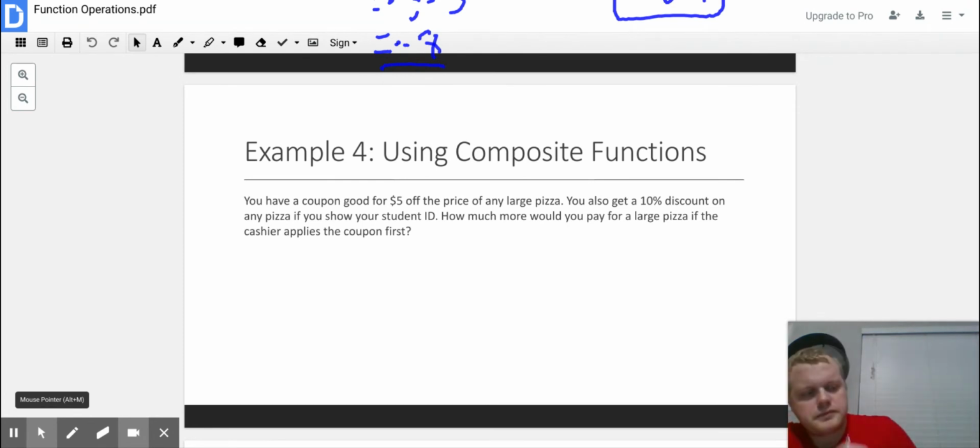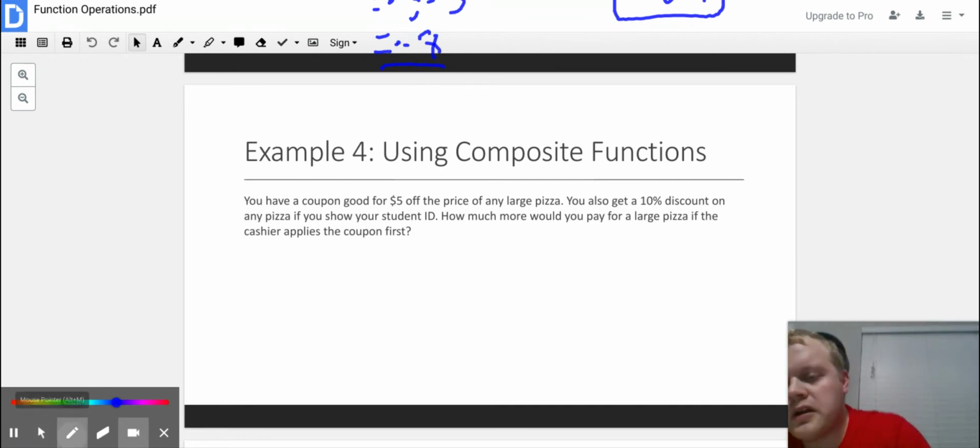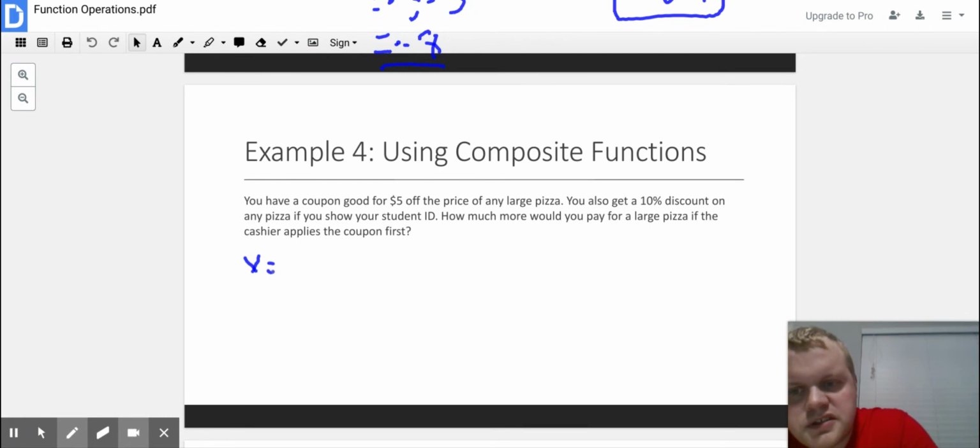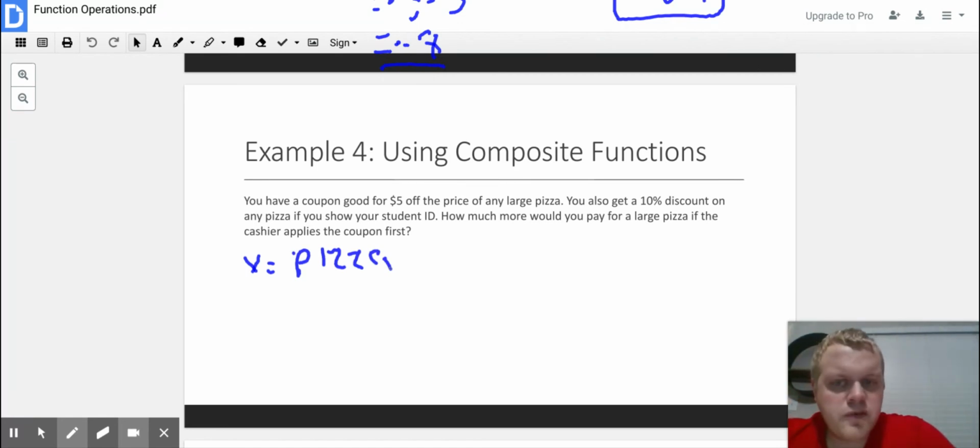So again, this one we're going to label some variables here to kind of help us out. So our first variable we're going to label is the cost of the pizza. What does it cost for just a large pizza? Okay, so we're going to say that's going to be x. So x equals the cost of the pizza. Okay, so now we're going to have labels for this here.